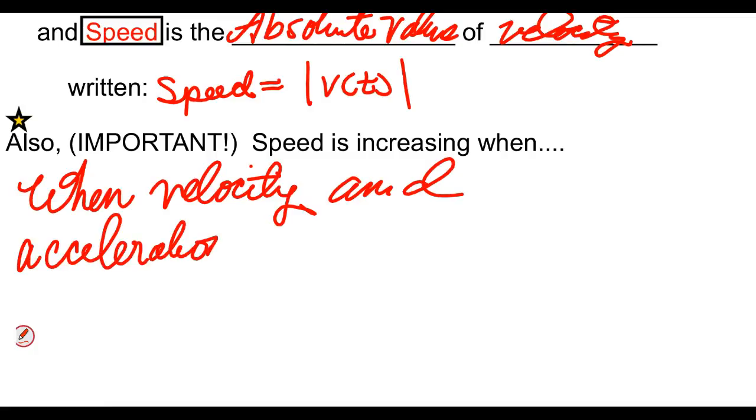And we have to tear the tip off of this. Oh, I'm recording, I forgot again. Okay, anyway. When velocity and acceleration are. And I want you to write when they're the same sign, and then we'll discuss what that means.